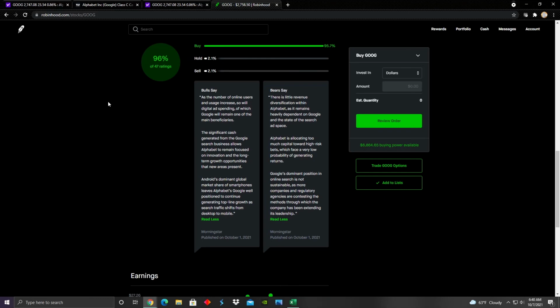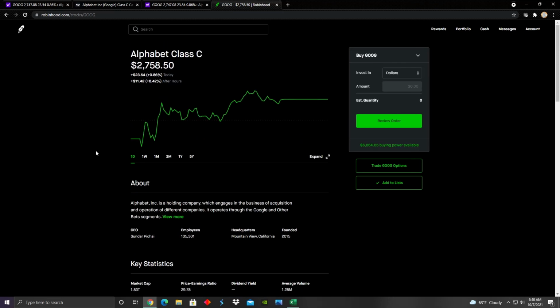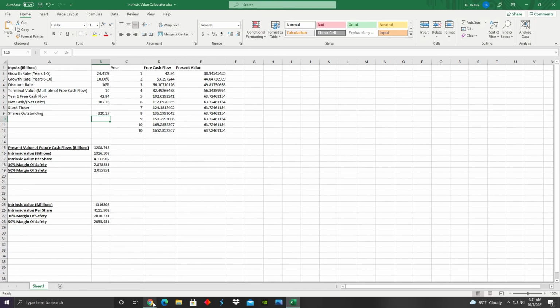And we can scroll down here and take a look at what the analysts have to say about this as well. As a number of online users and usage increase, so will digital ad spending, of which Google will remain one of the main beneficiaries, with the bulls saying that there is little revenue diversification within Alphabet as it remains heavily dependent on Google and the state of the search ad space. I think that they both make pretty decent points. Google is definitely very heavily reliant on their ad platform, but they are one of the leading ad platforms in the space, so only time will tell. But I think based on this cash flows model that Google definitely represents a strong buying opportunity right now.